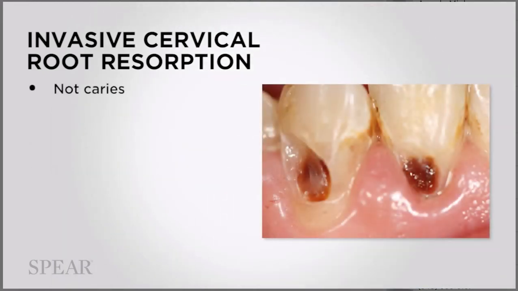Now, differentiate this from caries. We all know what that looks like. It's more of a brown eating away of the tooth structure that's kind of gummy as far as its texture goes. This is obviously not the same thing. This is not caries. This is a resorption process.